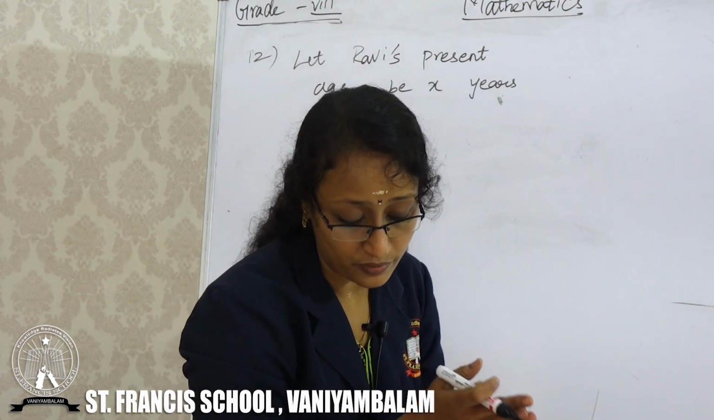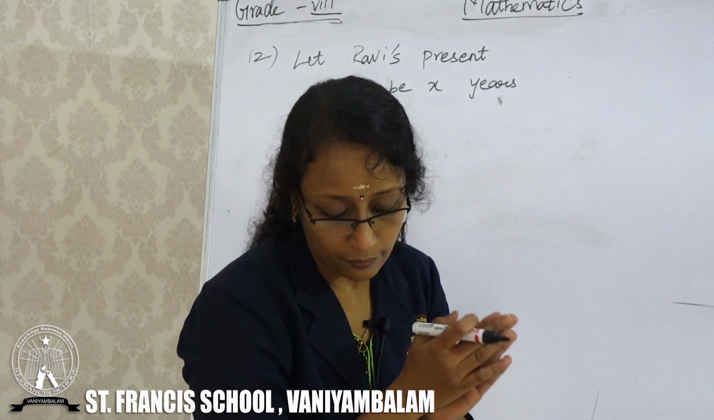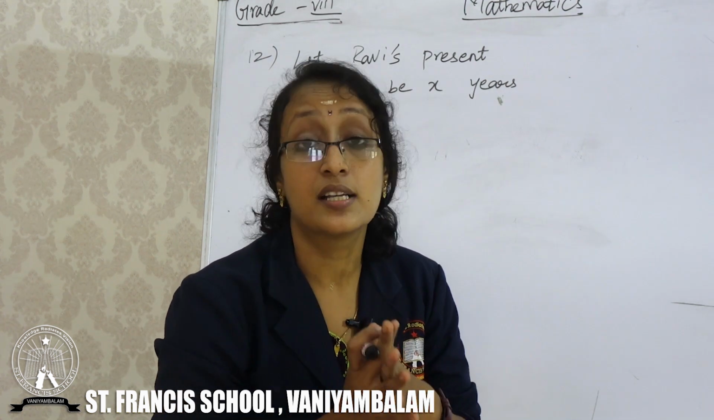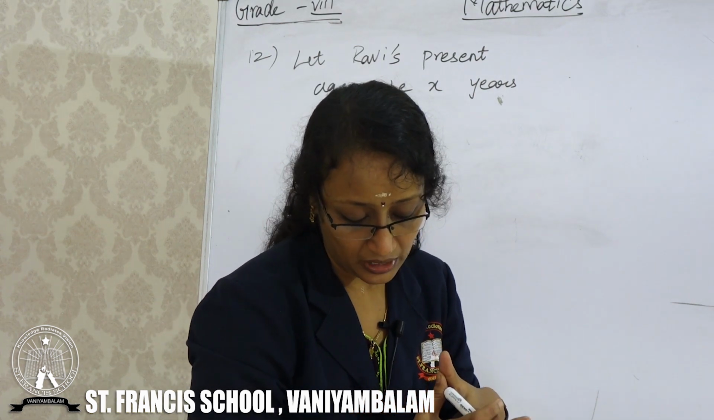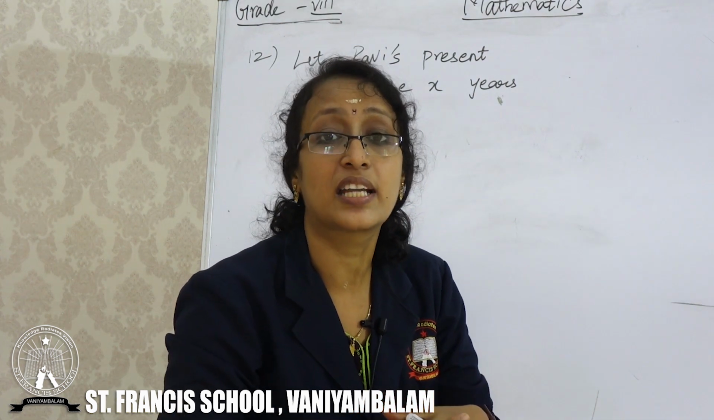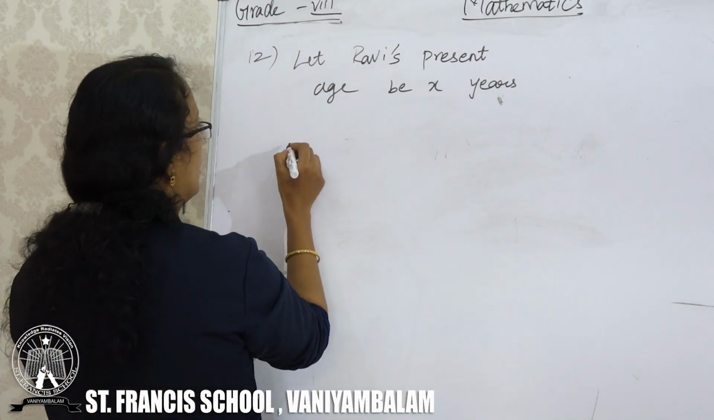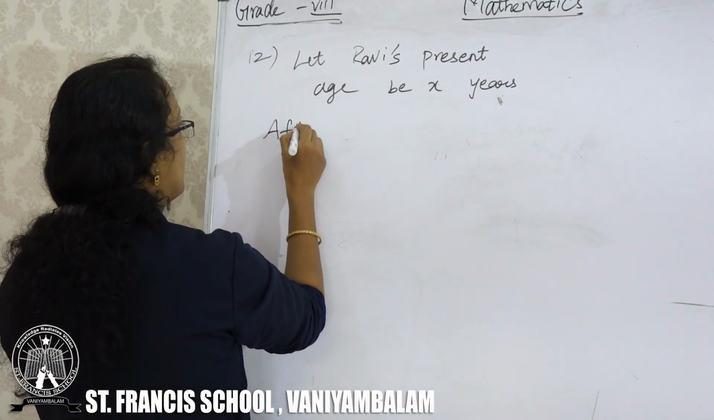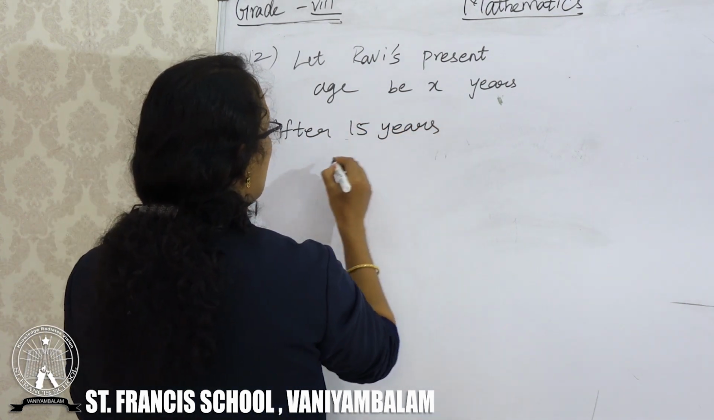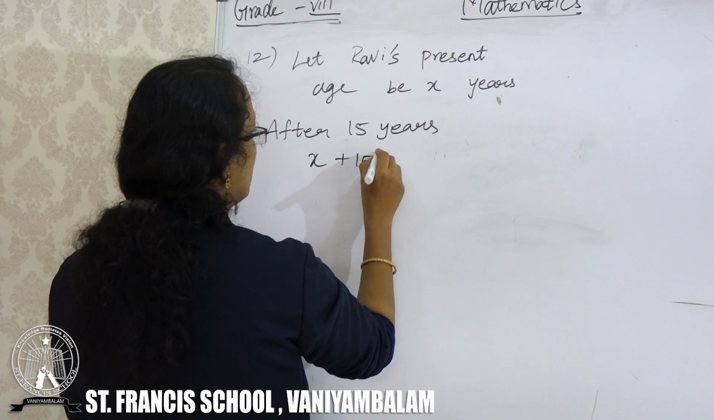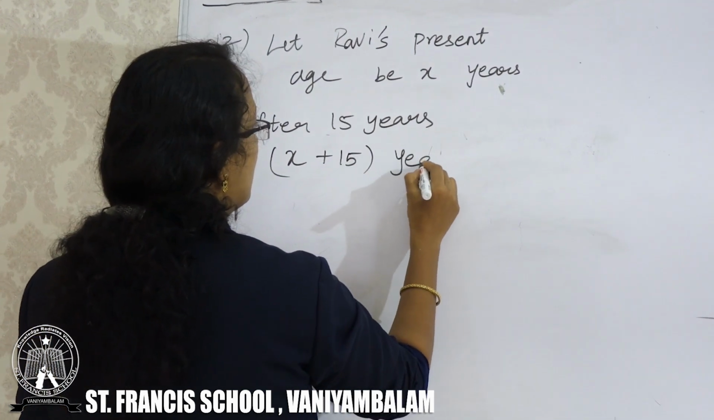It is given 15 years from now, Ravi's age will be 4 times his present age. So after 15 years, what will be Ravi's age? x plus 15, right? After 15 years, ages.